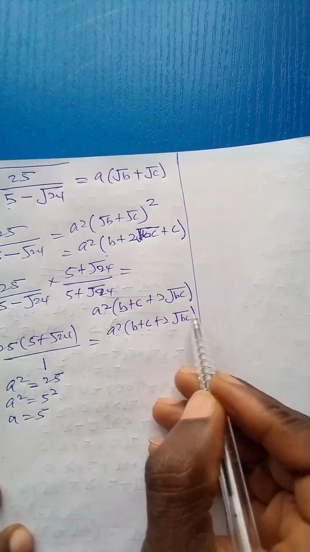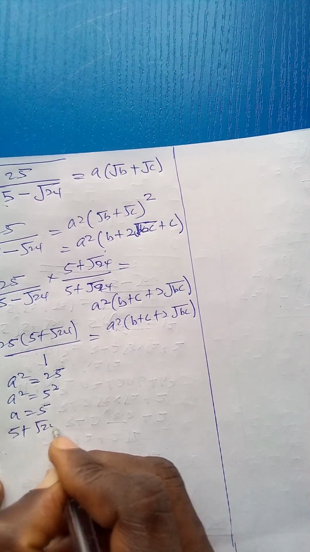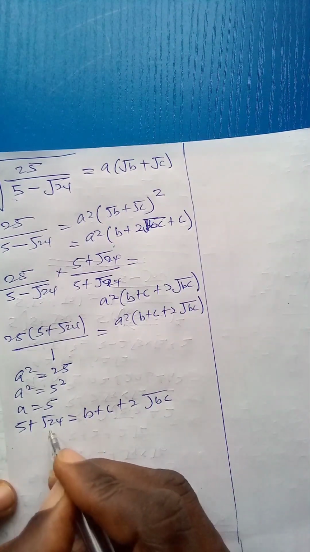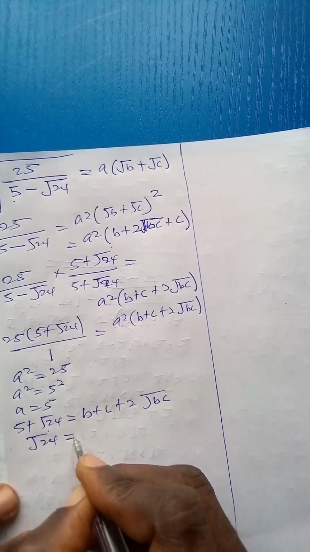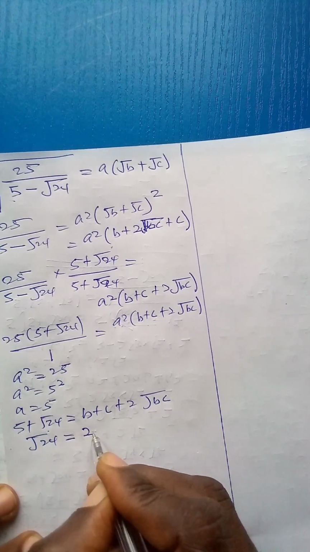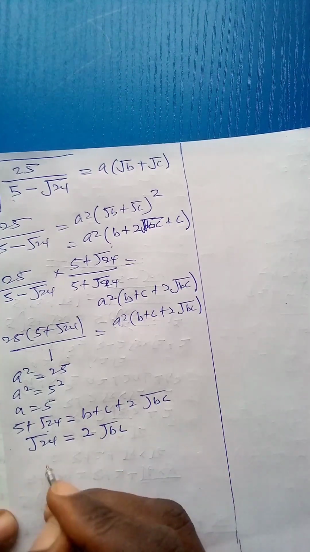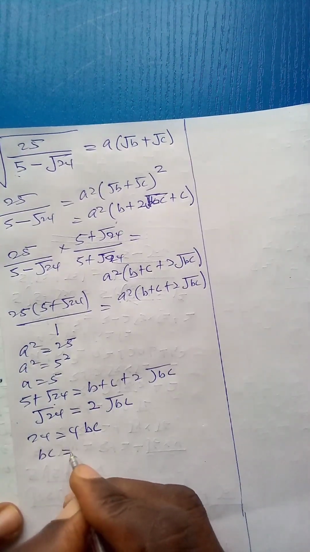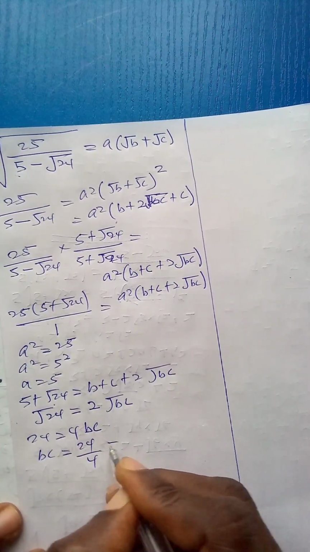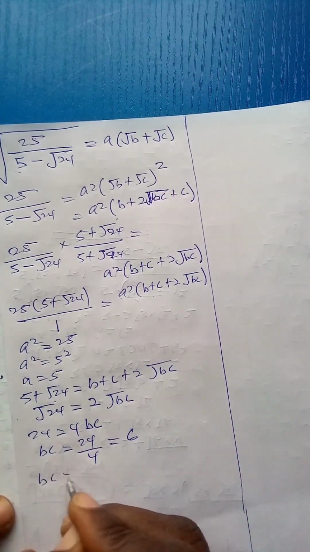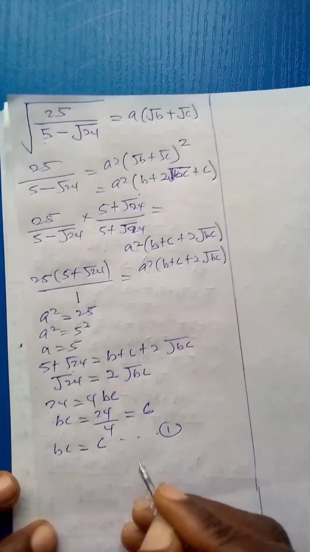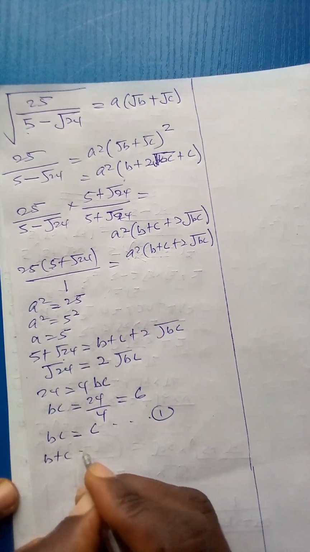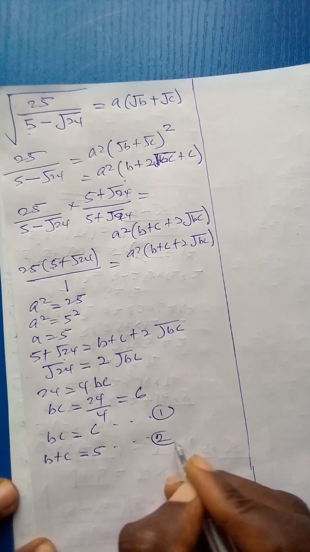Now let's equate this term with this term. So 5 plus root 24 is equal to b plus c plus 2 root bc. This square root, this is equal to 2 root bc. If I square both sides, I have 24 is equal to 4 times bc. And so bc equals 24 divided by 4, which is 6. So bc is equal to 6. This is our equation 1. Now I'm going to equate this and this. That is b plus c is equal to 5, giving us equation 2.